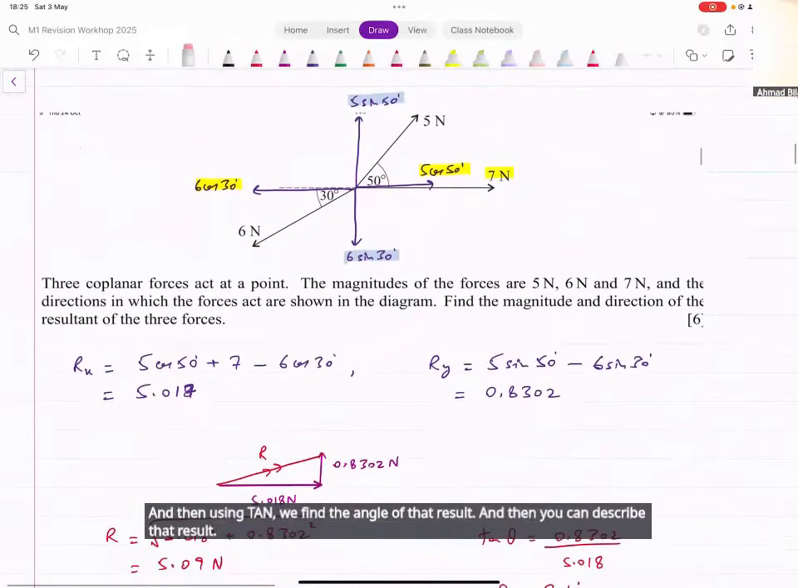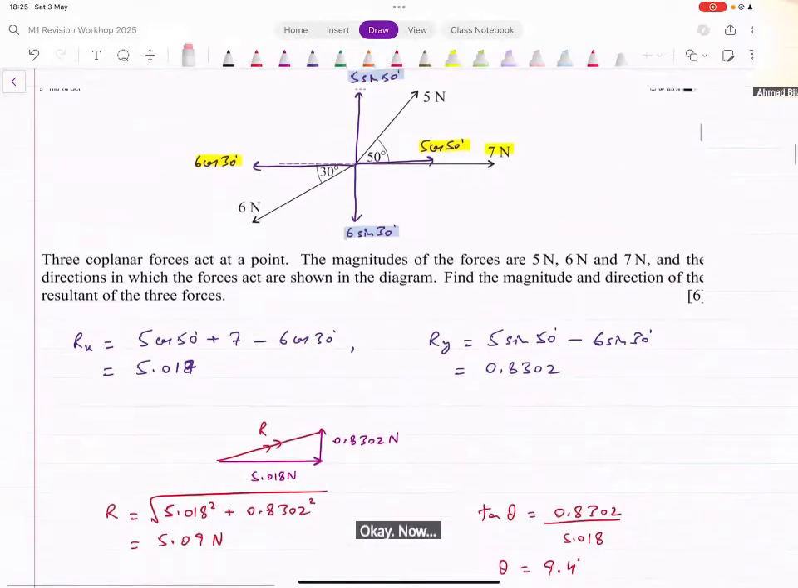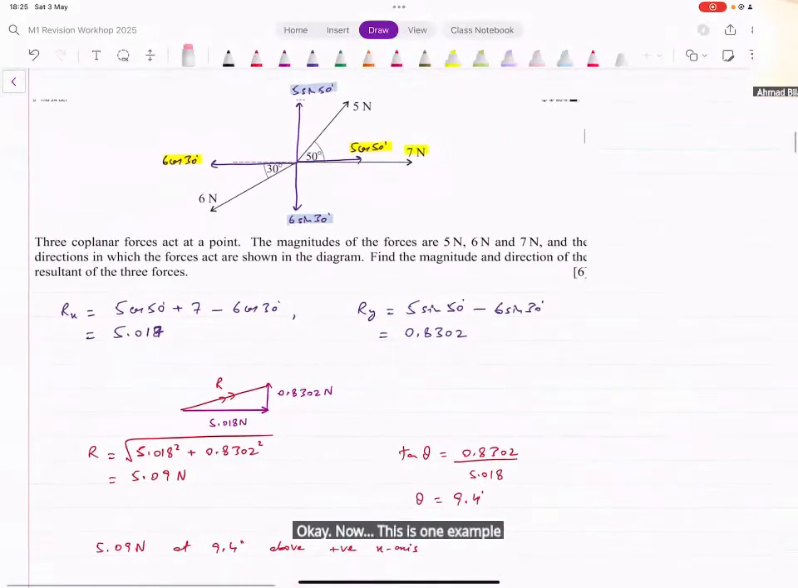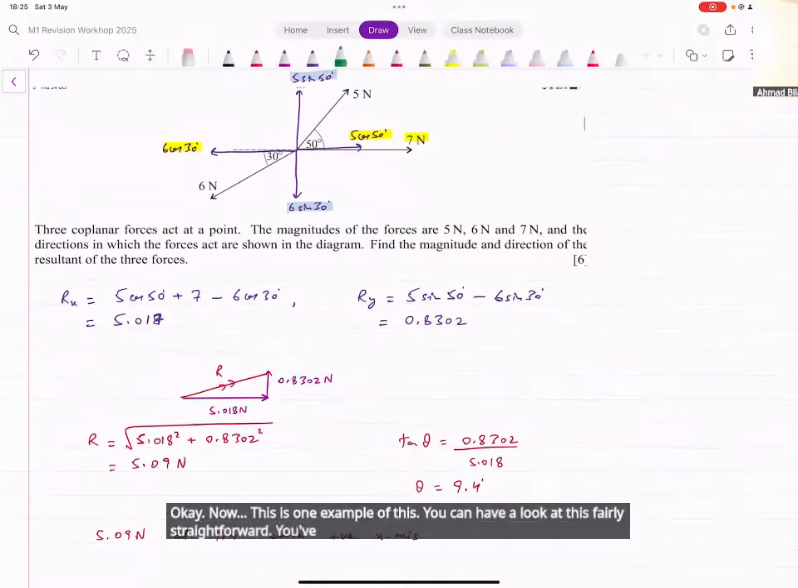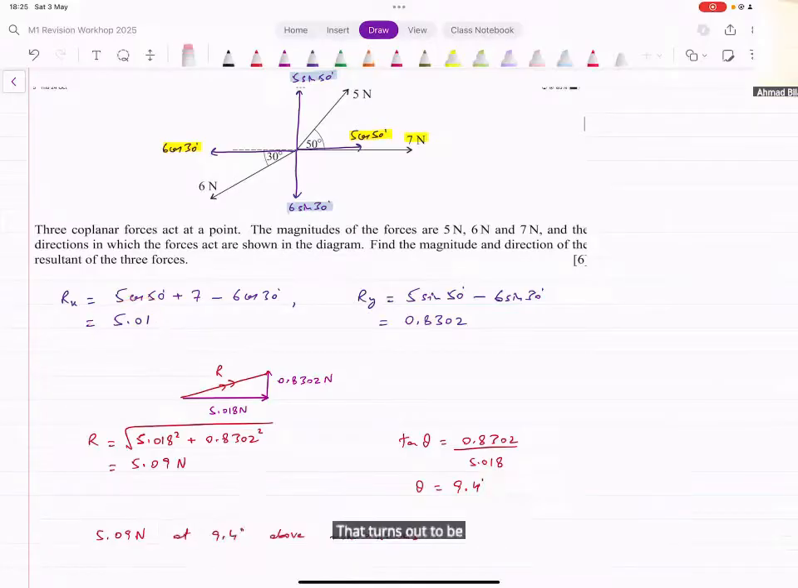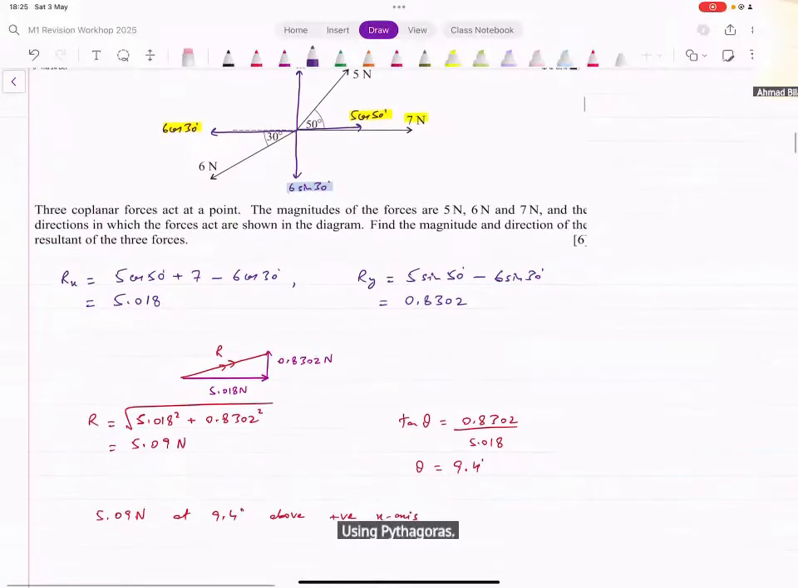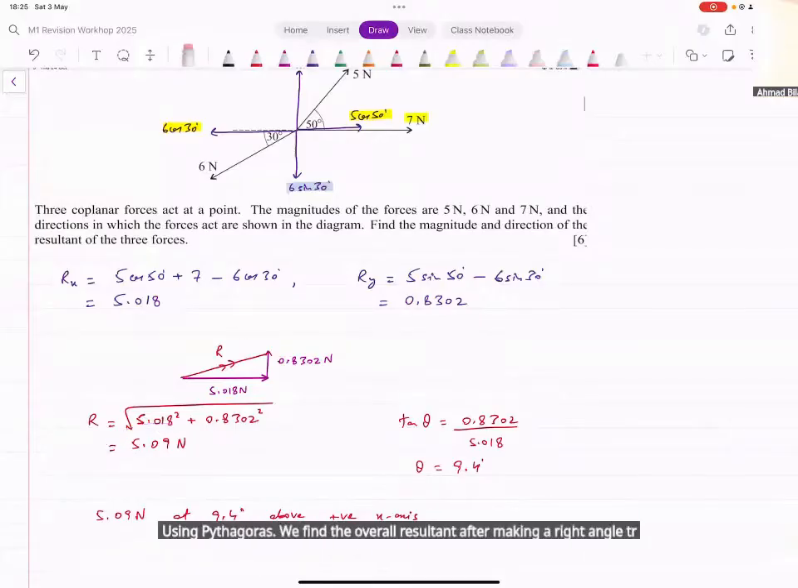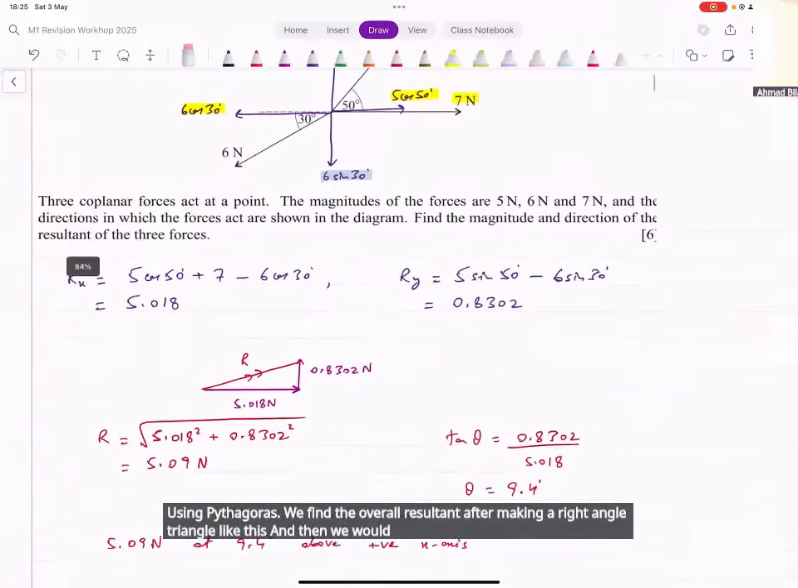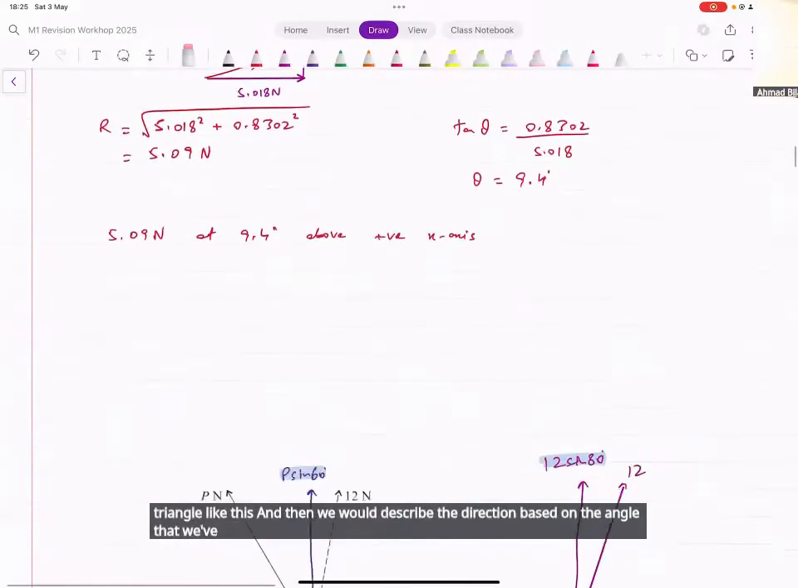Okay, now, this is one example of this. You can have a look at this. Fairly straightforward. You've got some forces acting like this, and you want to find the overall resultant. Again, we resolve the forces and find the horizontal resultant. That turns out to be this 5.018. Then we find the vertical resultant. That turns out to be this. Using Pythagoras, we find the overall resultant after making a right angle triangle like this. And then we would describe the direction based on the angle that we've got. Okay, you can have a look at this.